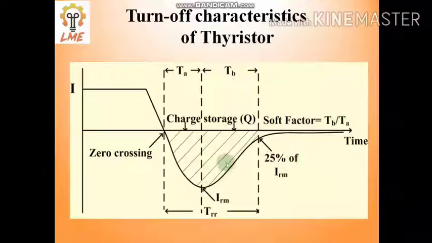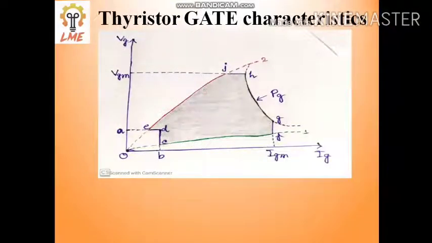There is a derivation for finding the reverse recovery time TRR and the reverse peak value of current IRM. That derivation was already discussed in the earlier part. You can check it in our first lecture. Okay, so let's go to the next topic, where we will see the thyristor gate characteristics.